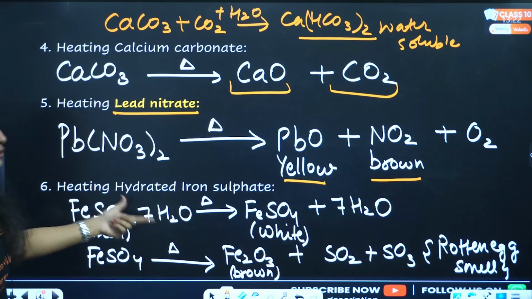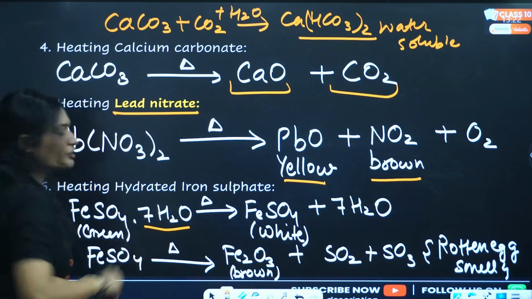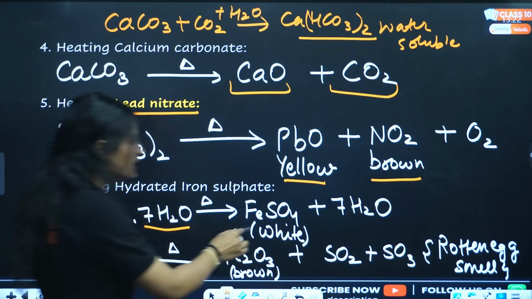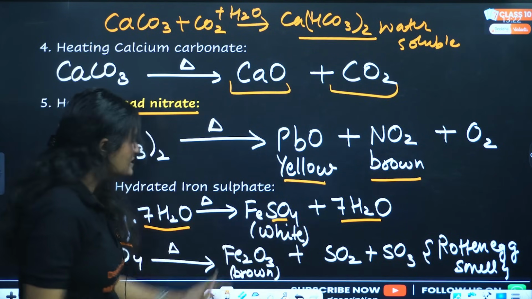Now what happens when you heat iron sulfate? It has around 7 water of crystallization. First of all, it is green in color. If you heat it, we get anhydrous iron sulfate and water. Okay, water of crystallization is lost. This is white in color.